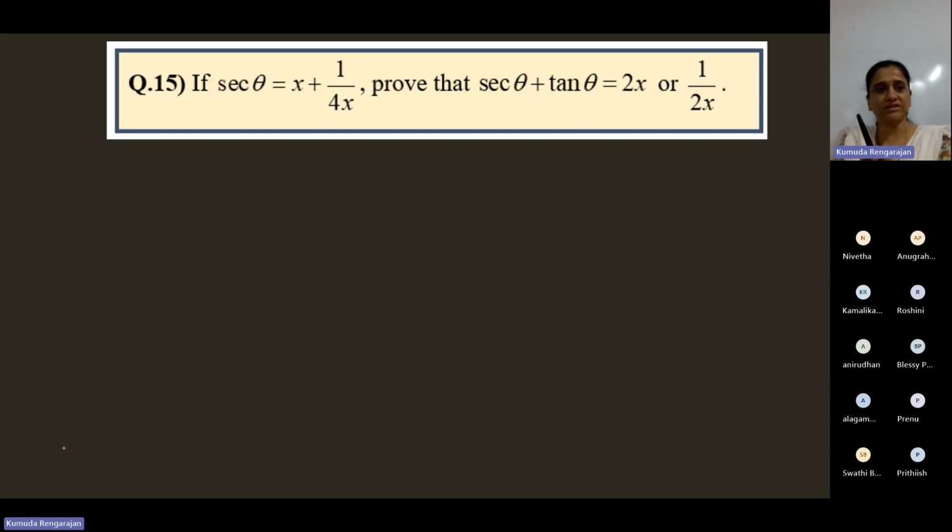Now, we have the value of secant theta, right? How can you find secant theta plus tan theta? Only if you have the value of tan theta. If you have to find a plus b, you should know the value of a and b. So here you have to find secant theta plus tan theta. You're given the expression for secant theta, but tan theta is not given. So you should find tan theta. And for tan theta, you should get two values because secant theta is only one value here. Only then you can show that secant theta plus tan theta is 2x or 1 by 2x. If you have only one value for tan theta, then you'll get only one value for secant theta plus tan theta.